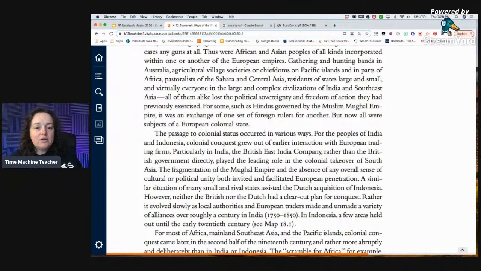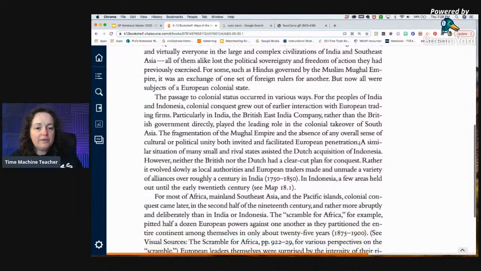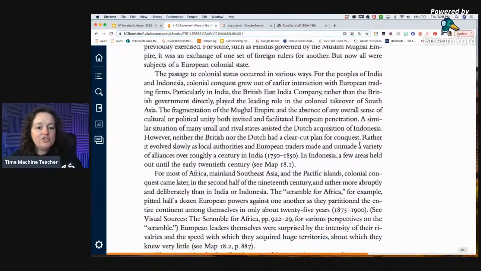All of them alike lost the political sovereignty and freedom of action they had previously exercised. That means they didn't have any political power anymore. For some, such as Hindus governed by the Muslim Mughal Empire, it was an exchange of one set of foreign rulers for another, but now all were subjects of a European colonial state. The passage to colonial status occurred in various ways.